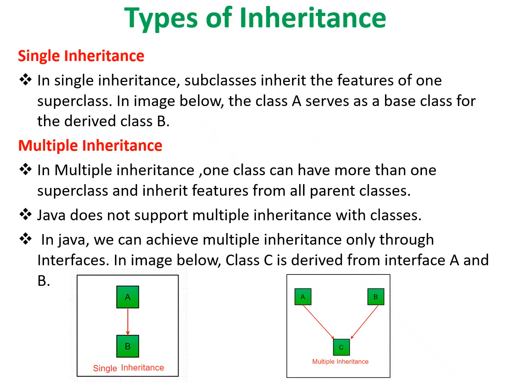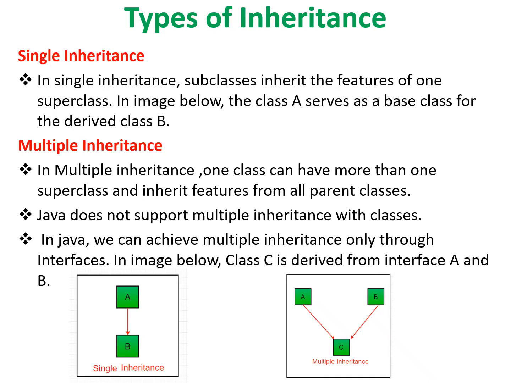Types of inheritance. Single inheritance. In single inheritance, a subclass inherits the features of one superclass. In the image below, class A serves as the base class for the derived class B. So class B derives the properties from class A.